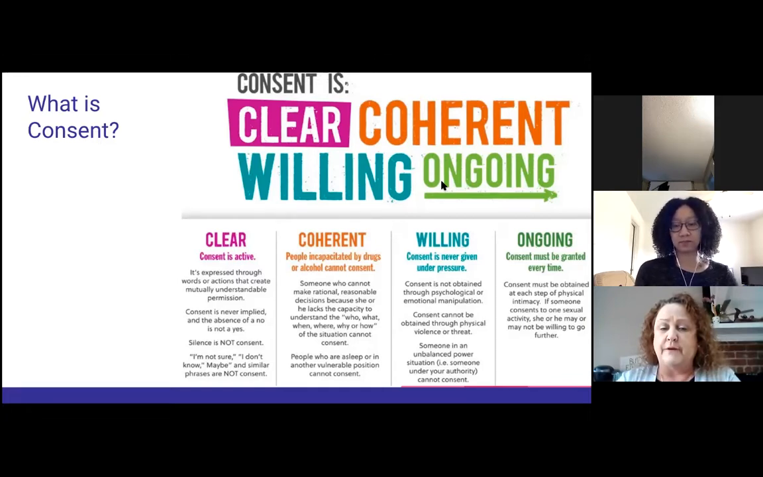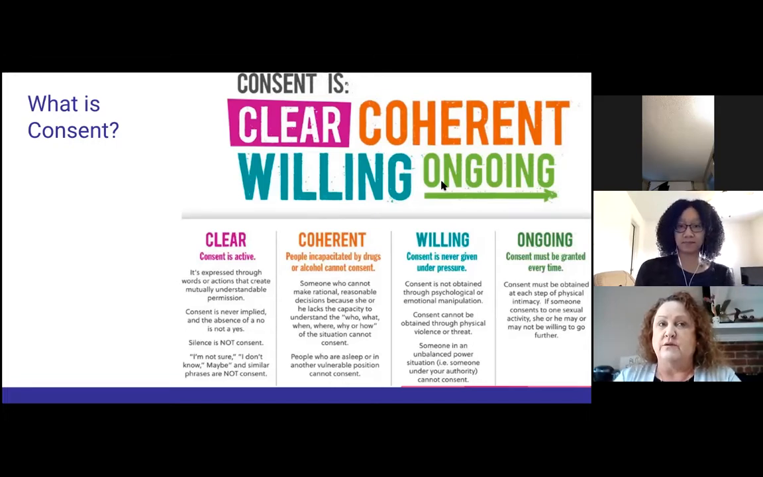To be coherent, people that have in any way been compromised or are in a vulnerable situation, like they're asleep or under the influence of anything, they cannot consent because they are not coherent enough. They cannot make a clear yes answer to what is going on. So that is what we talk about when we're talking about being coherent. Someone cannot make a rational, reasonable decision because they lack that capacity, because they are not clearly thinking.